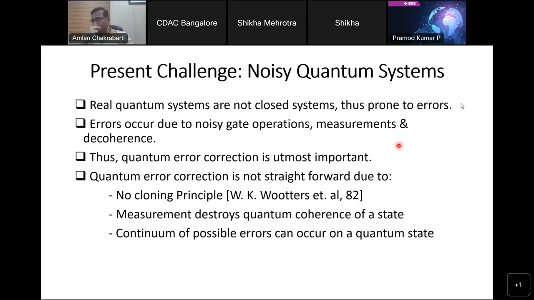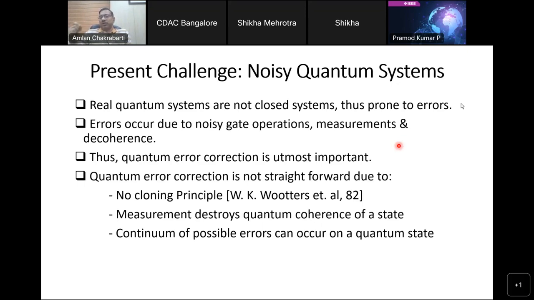So whether those types of mechanisms can also come up in the quantum domain, that tells a new direction, which is called quantum error correction. So why quantum error correction? Now, having said this, what are the challenges? The first challenge is the no cloning principle.